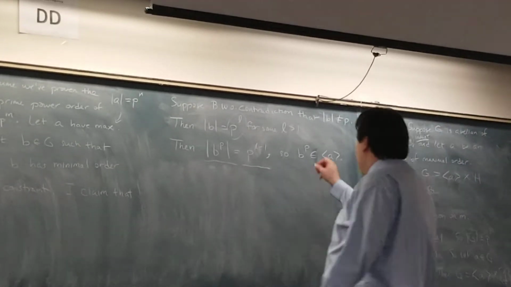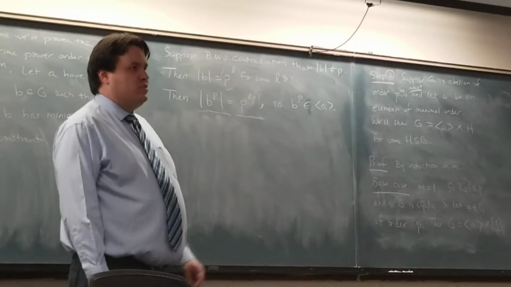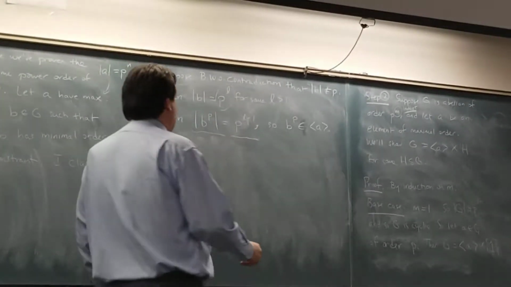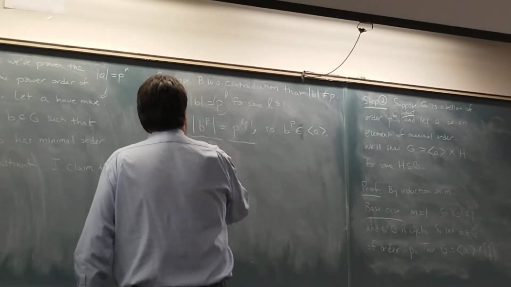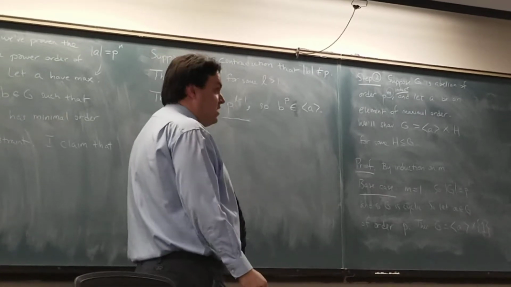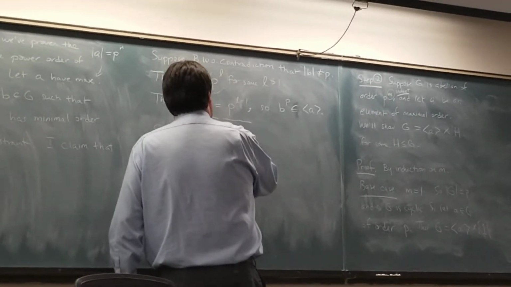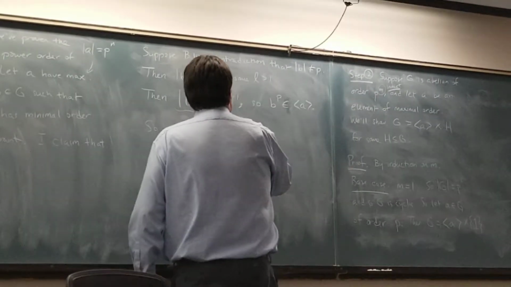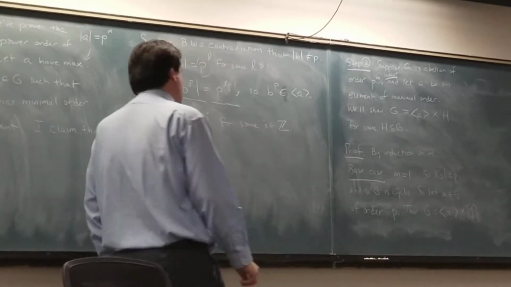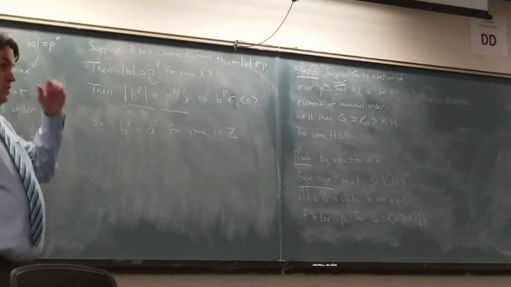All right, so B to the P belongs to this subgroup. Do you know what I'm gonna do with that? I'm gonna do the first thing you think of when you say something belongs to brackets A. So B to the P is equal to A to something. We're running out of letters. I'm gonna use I, for some integer I. Now, if that wasn't enough, I further claim that I has to be a multiple of P.